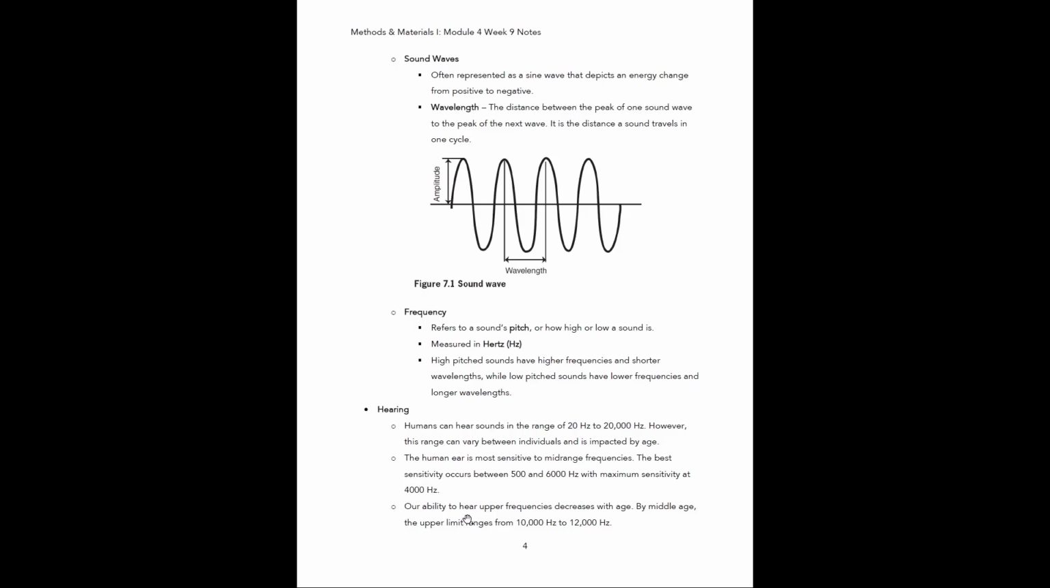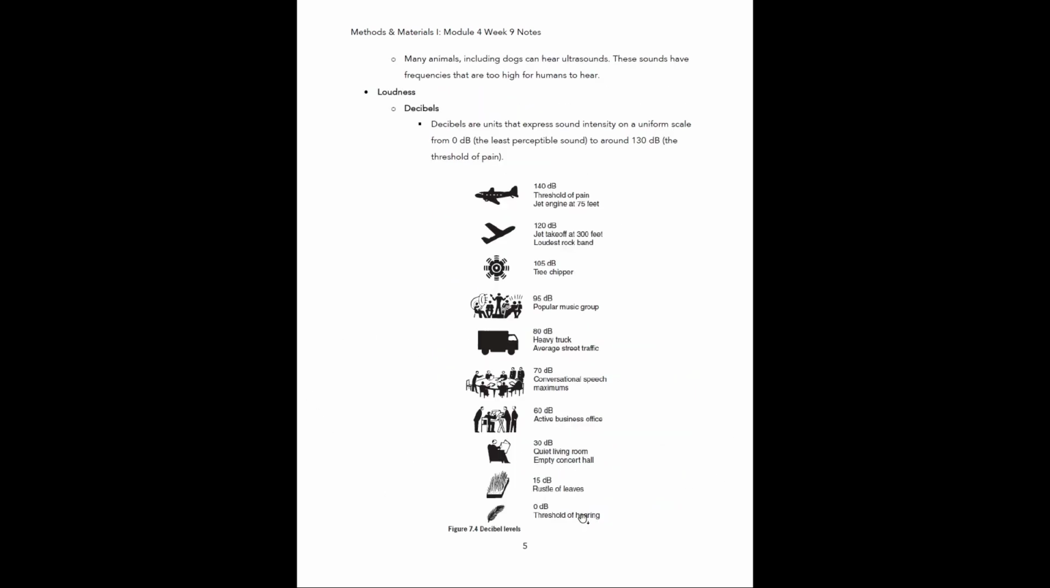Our ability to hear upper frequencies decreases with age. By middle age, the upper limit ranges from 10,000 to 12,000 hertz. So already by middle age, that's about 8,000 fewer hertz than you may have been able to hear before. Kind of depressing, but that's just what happens as we get older.